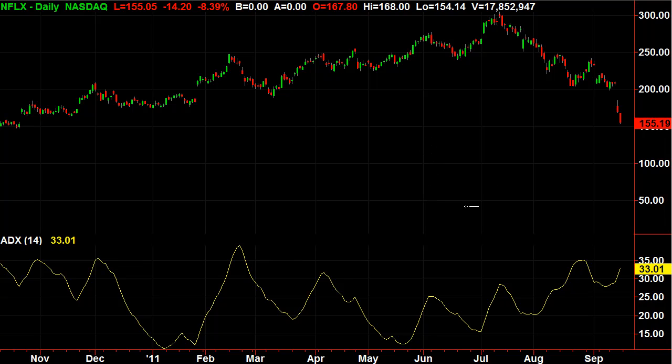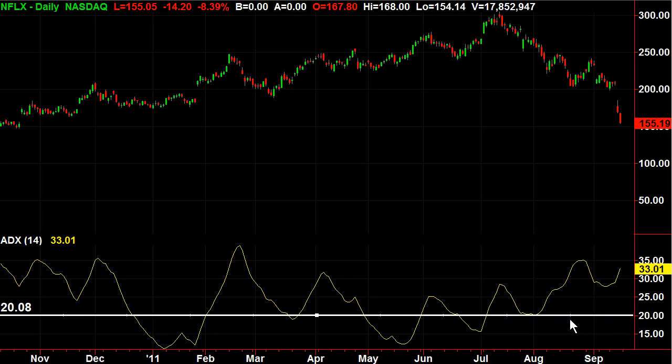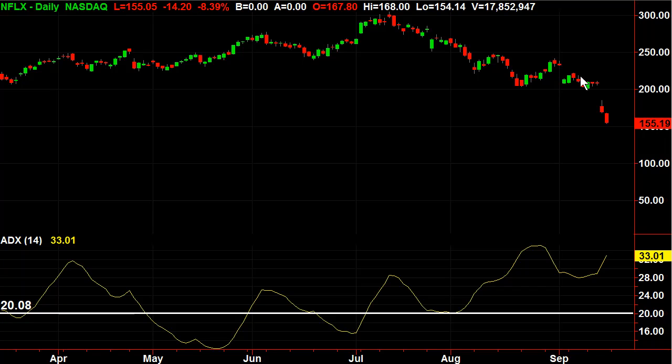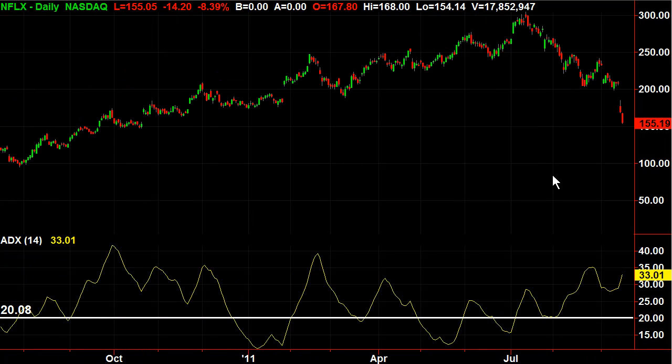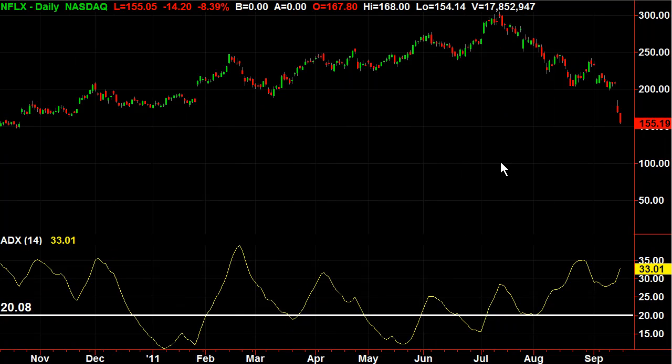You can obviously see that Netflix is above 20. It's actually rising, so this trend on Netflix is probably going to continue to the downside. So you're safe to trade Netflix as long as you know that it's trending, and it looks like it's trending to the downside, so you might want to short some Netflix.